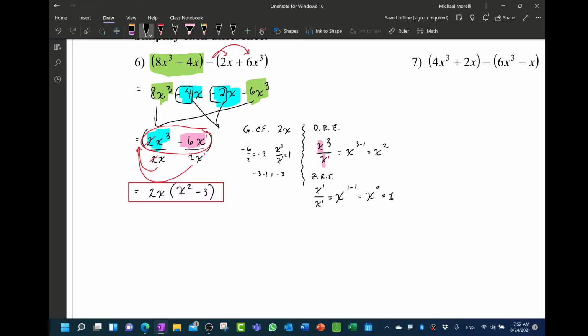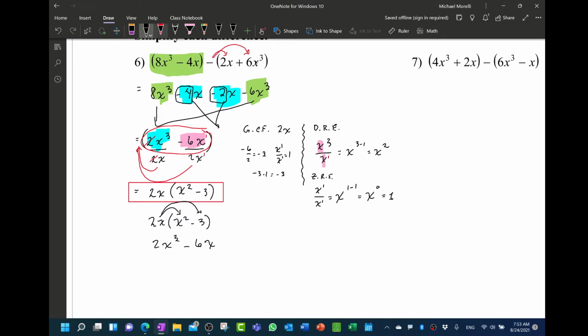I plug as well. First I have to distribute, right? So if I'm going to evaluate this, 2x times x squared minus 3, first I'm going to distribute this, and I'll have 2x to the third power minus 6x, right? And that's what we had here, remember?